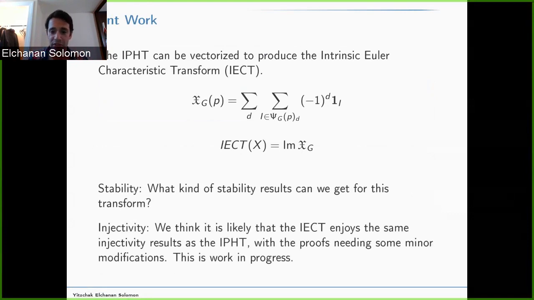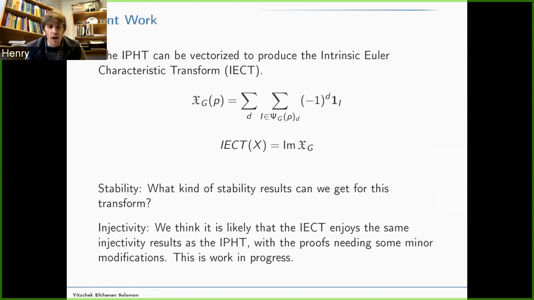And there's also the question of injectivity, which is: is this injective in the same generic sense as the IPHT? And at the moment, we think that it is likely that the same results hold, and you just have to adjust the proofs a little bit, with some extra casework, and this is currently work in progress.